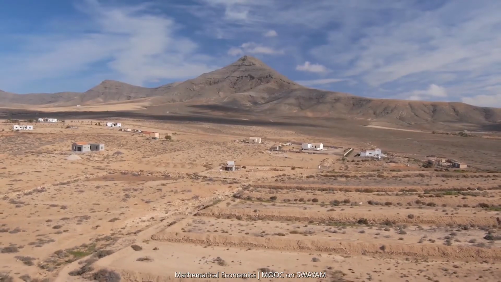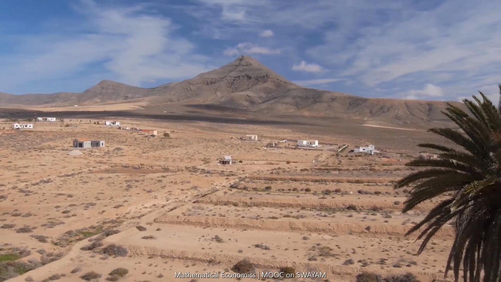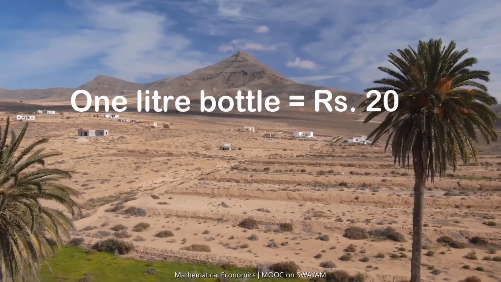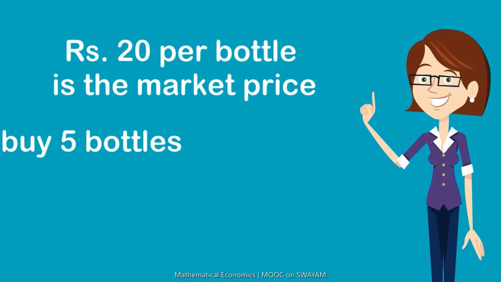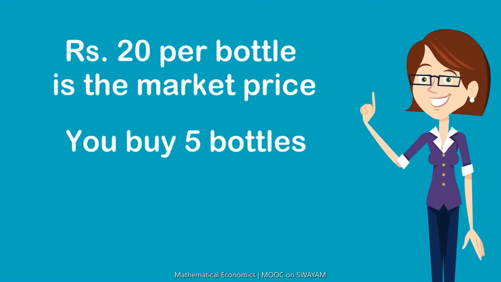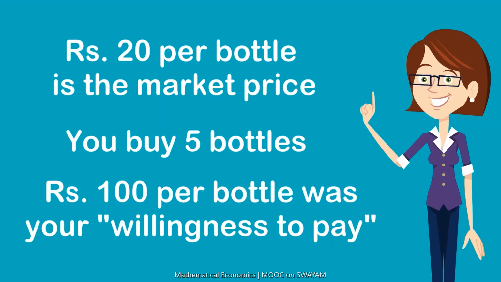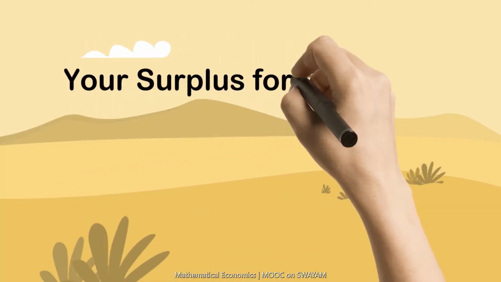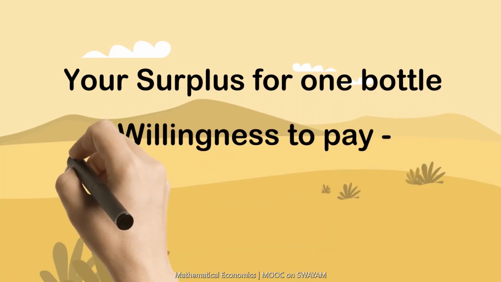Finally, you see some hope. There is a small settlement and you manage to get a bottle of water for rupees 20. This is the market price. You purchase 5 bottles of water. So, the market price per bottle is much less than the price you were willing to pay. There is a difference of 80 rupees per bottle, and this is called the consumer's surplus. Therefore, your surplus is equal to willingness to pay minus amount you actually pay.